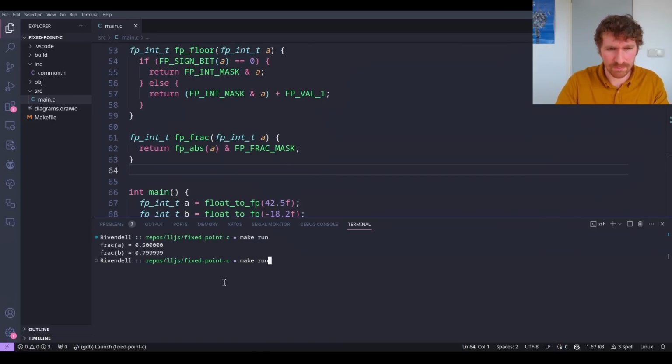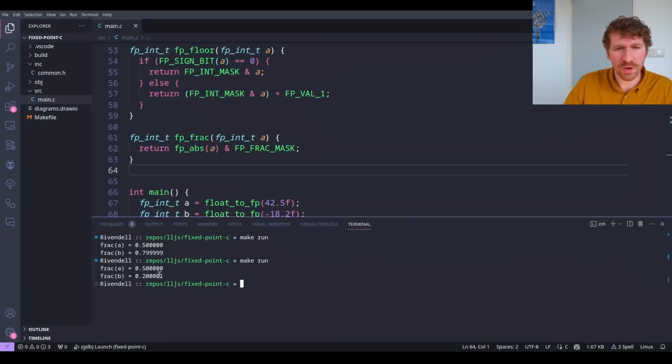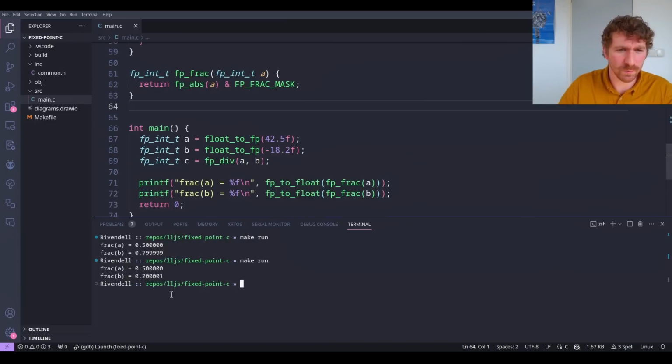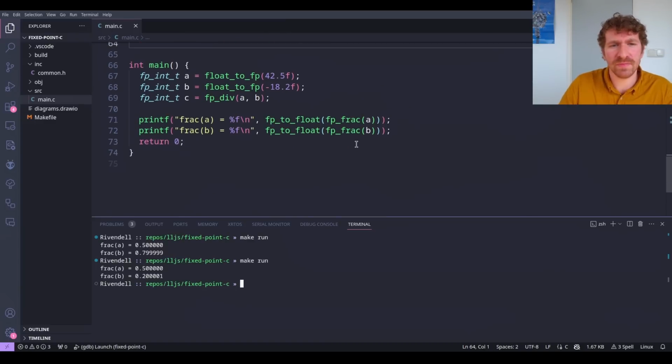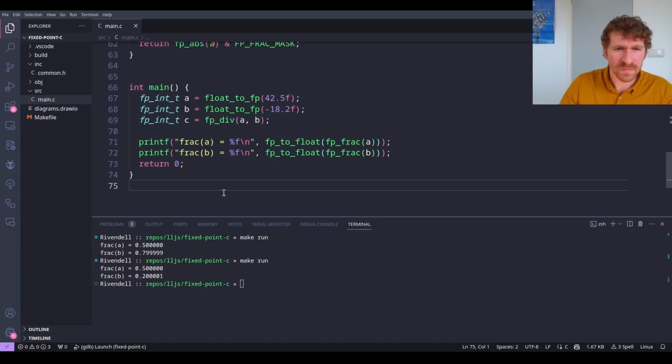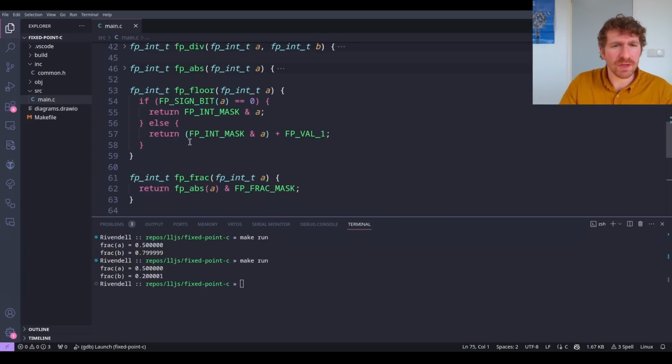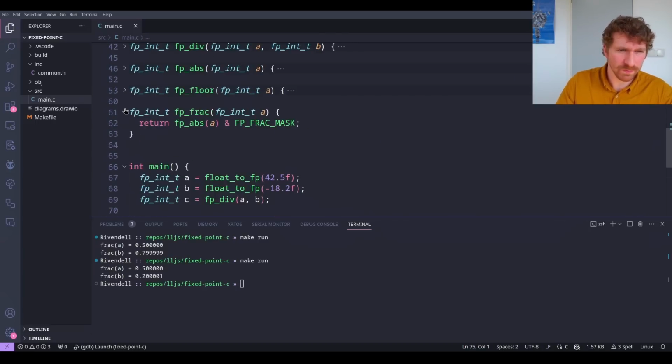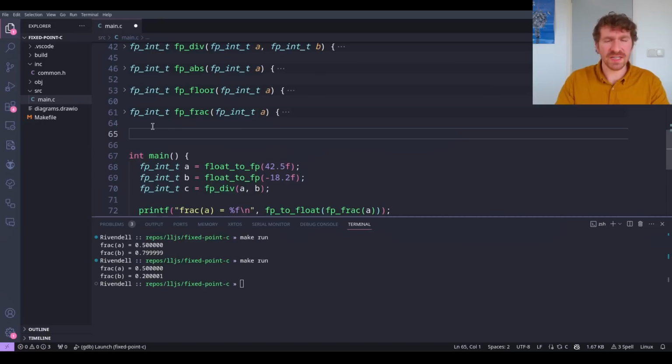So let's try that again, make run. And what do you know? We got it, right? 0.2, not actually necessarily exactly representable in fixed point, so we get a little bit of error here, but that's fine. That's awesome. Okay, so now we know how to get the fractional part of a number. Now we can implement ceiling.